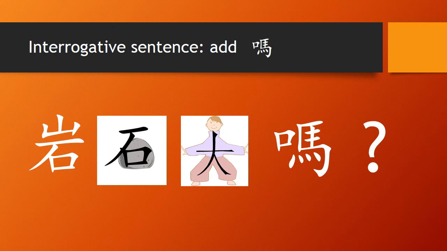Okay, how about this sentence? Yan shi da ma? Suppose you stop right here. It would be yan shi da, period. The boulder is big. Omit is. Ma, if you add it on, makes this whole sentence become a question. So it becomes now, is the boulder large? Now, how easy is this?